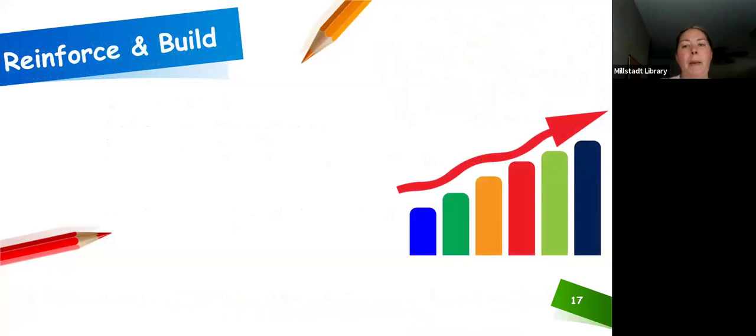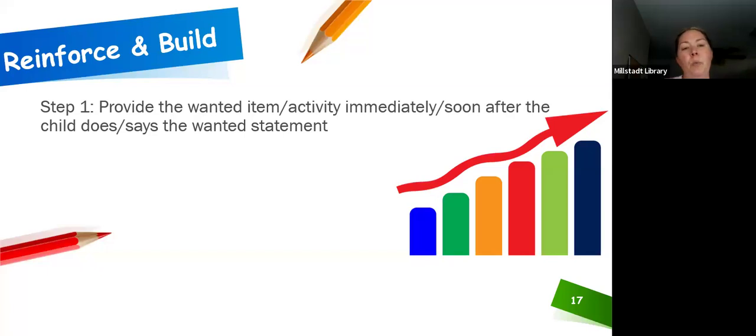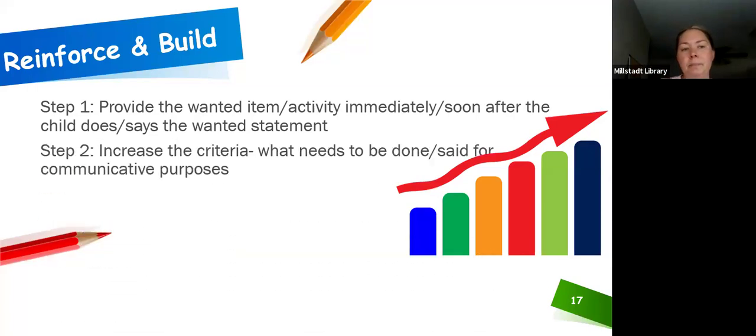Next, we want to reinforce and build upon the skills that someone is demonstrating. So step one, we want to provide the wanted item or activity immediately or soon after the child says or does the wanted word or statement. And why do we want to do that? Because if the child sees, if I use my words or my iPad app or sign to communicate, then people are going to do what I say. And that's going to be very powerful to them to show that their words have meaning.